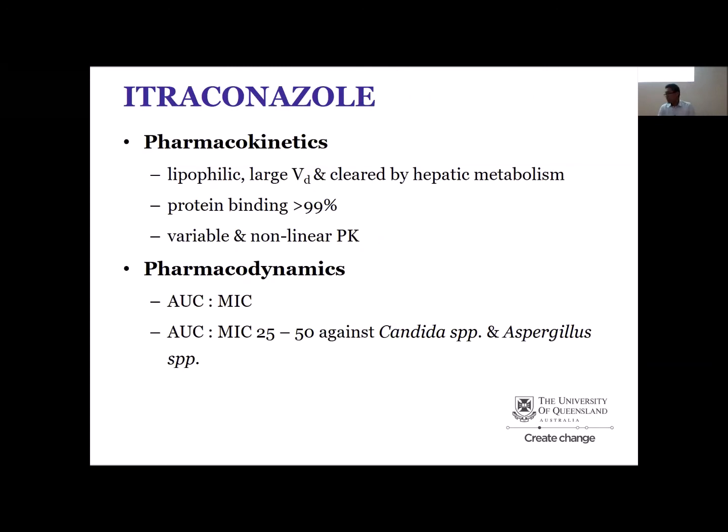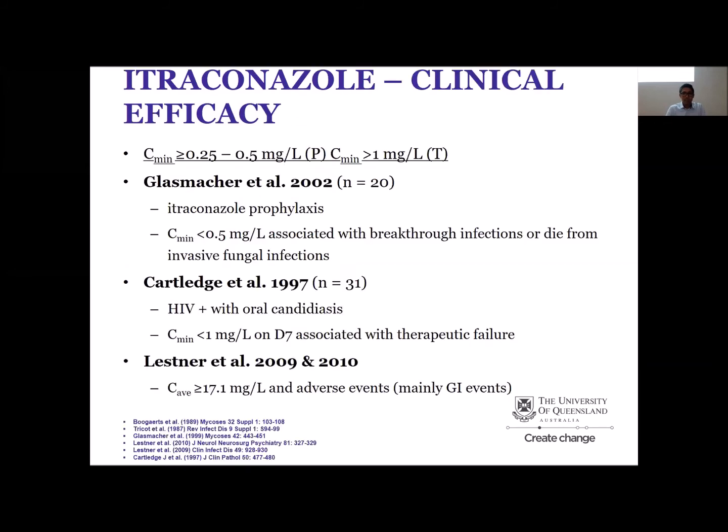So we move on to itraconazole. PK: it's lipophilic, large VD, cleared by hepatic metabolism, highly protein bound, and variable and non-linear PK has been described. For pharmacodynamics, AUC over MIC is the main driver of antifungal activity, and we believe that based on the current data, the value is between 25 to 50 against Candida and Aspergillus.